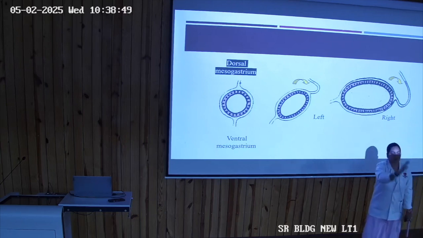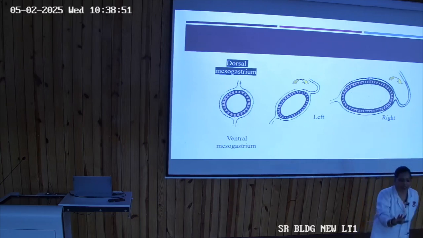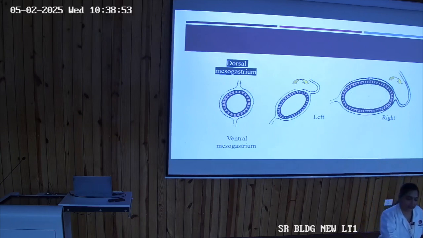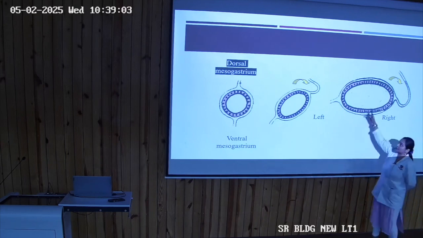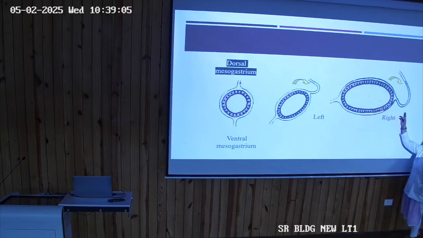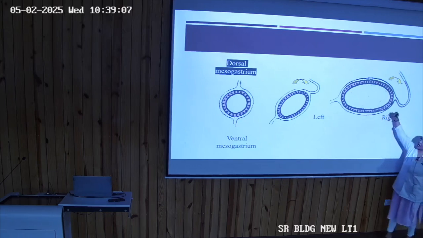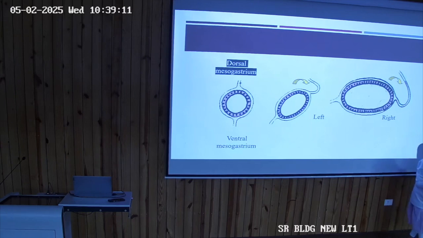The whole part of the abdominal cavity where the viscera are is the greater sac. The part which is now formed because of the movement of the dorsal mesogastrium to the left side, the part behind the stomach, is the omental bursa or lesser sac.